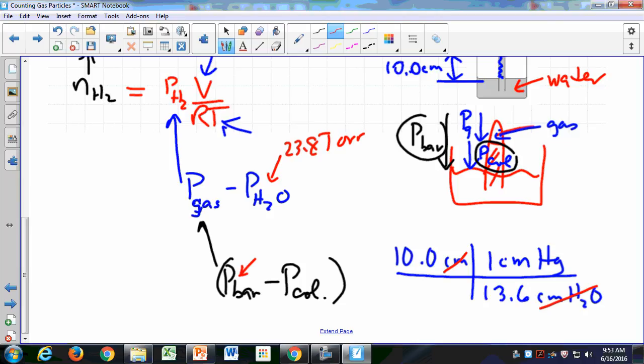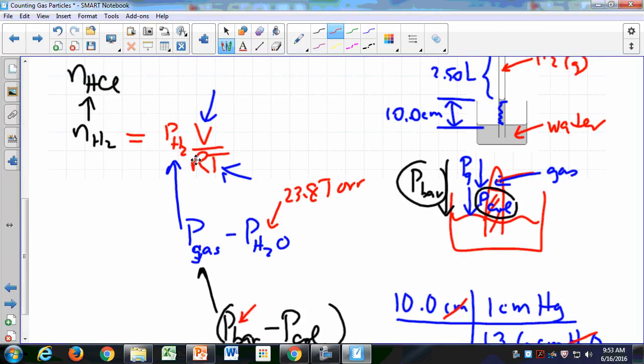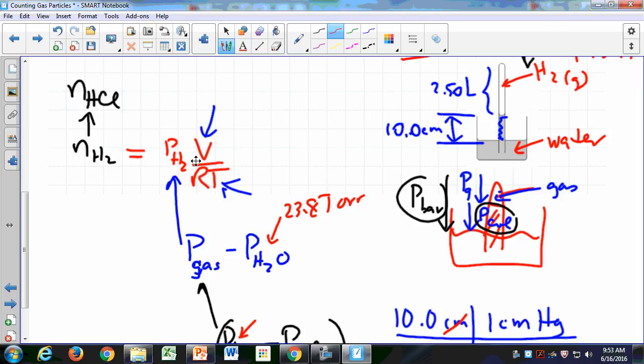And of course, don't forget eventually your partial pressure of H2 here. If you're using R of 0.08206, then your partial pressure has to be converted to atmospheres.